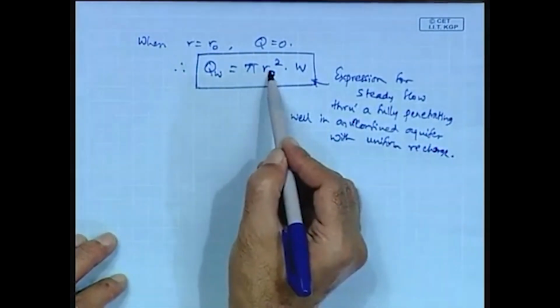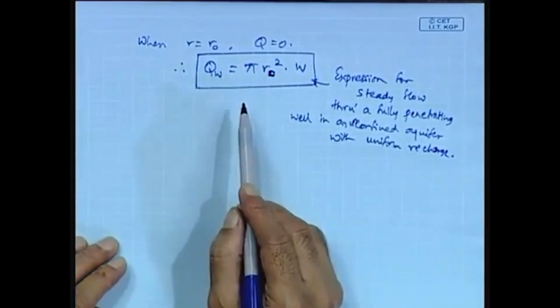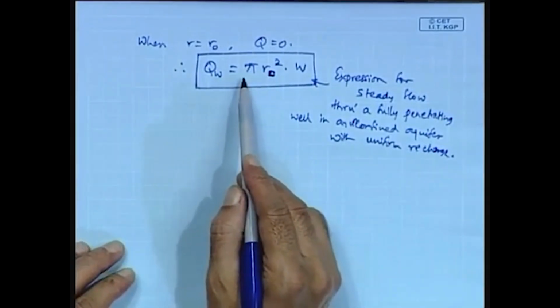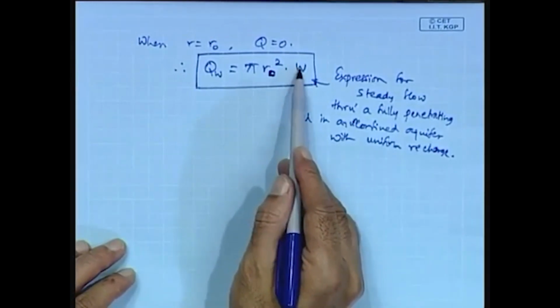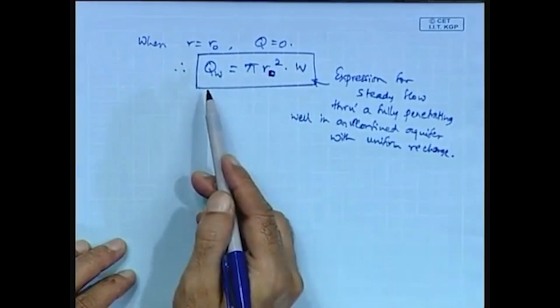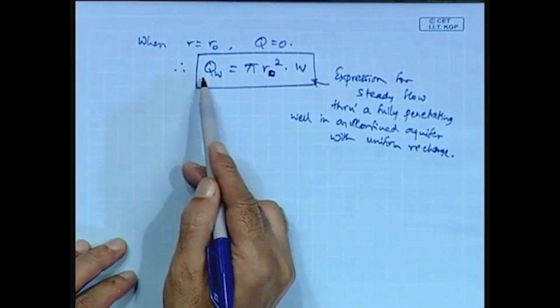So, it is fairly simple. Simply the area of the circle of influence multiplied by the uniform rate of recharge. So, that will give the expression for the steady flow through the well.